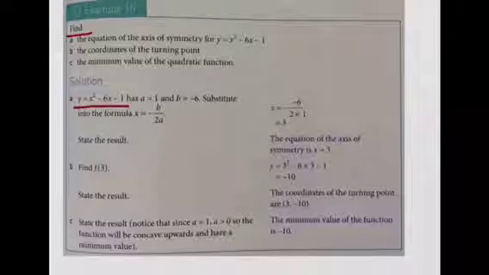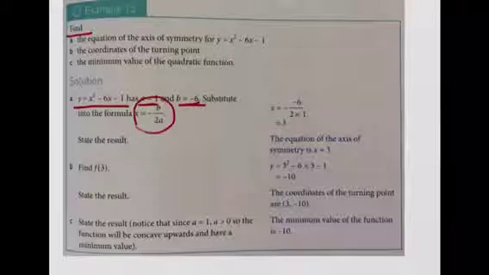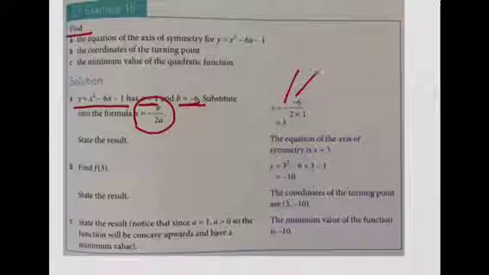y equals x squared minus 6x minus 1, minus 1, not minus 2, has an a value of 1, so the coefficient of x squared was 1, and a b value of negative 6. Substitute into the formula that we were using before, x equals negative b on 2a. So x equals negative 6 on 2 times 1, and work that out. You've got a negative at the front here and the negative there, two negatives make the positive, and so you end up with 6 on 2, which equals 3. State the result. The equation of the axis of symmetry is x equals 3.